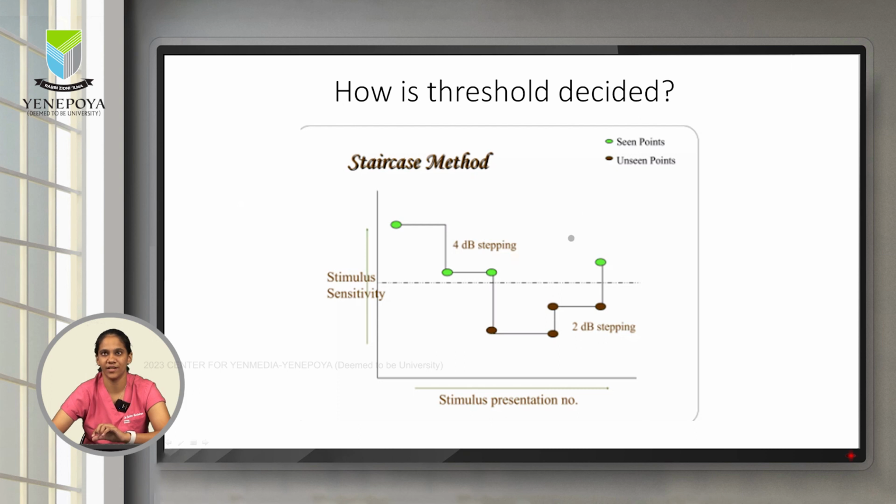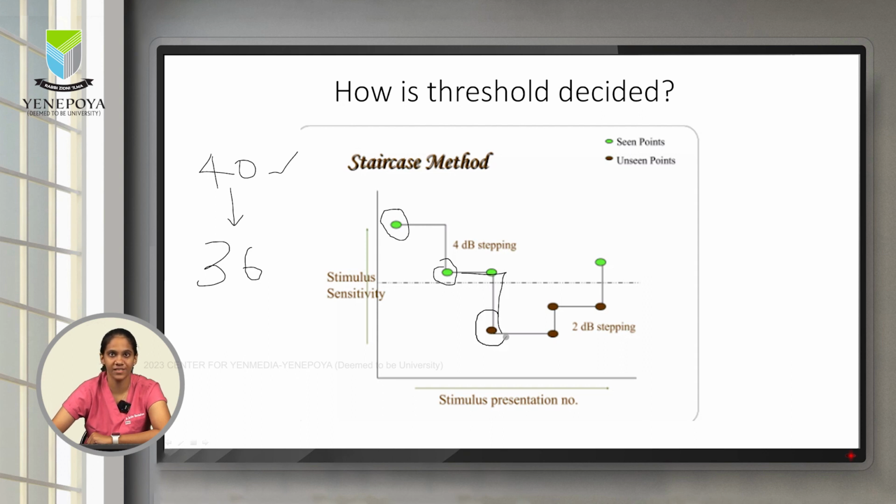So how is this threshold calculated? For example, consider the first stimulus given to the patient is taken as 40 decibels. You see if the patient is able to see this stimulus. Say the patient is able to see it. Then you reduce it by 4 decibels, so 36 decibels, and the patient is able to recognize that stimulus also. Now you step it down even further. At 32 decibels, the patient is not able to see this stimulus.